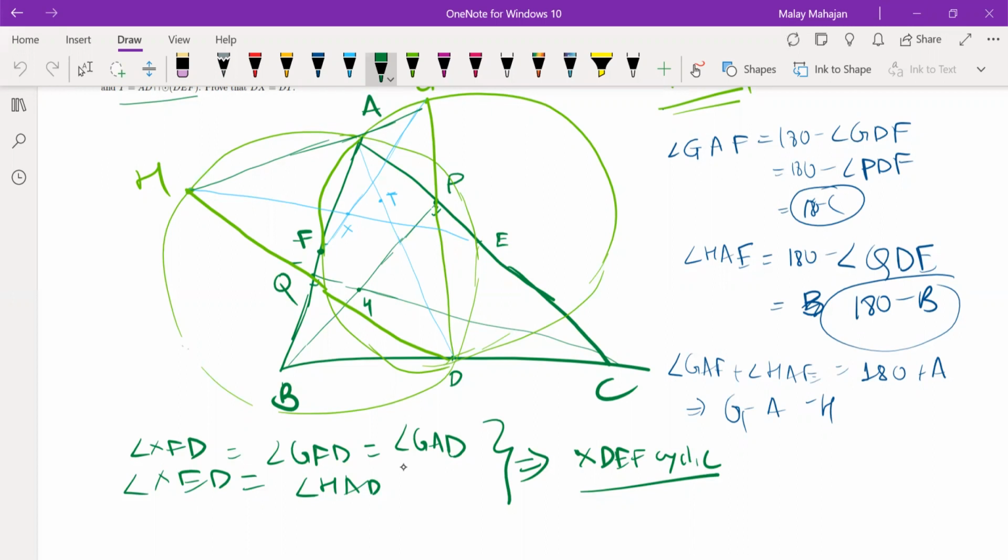XT parallel to PQ. Wait, how? Because D is the midpoint of arc XT, and it's also the midpoint of arc PQ, right. Proving XT parallel to PQ is enough. Okay, so this is cyclic.